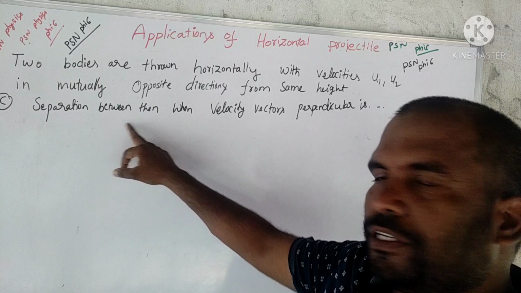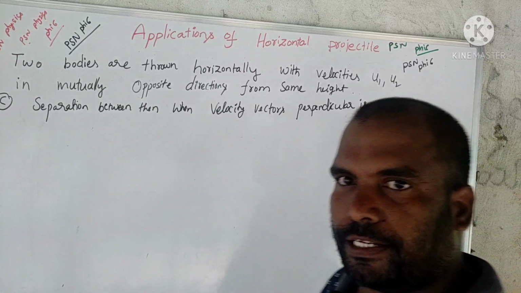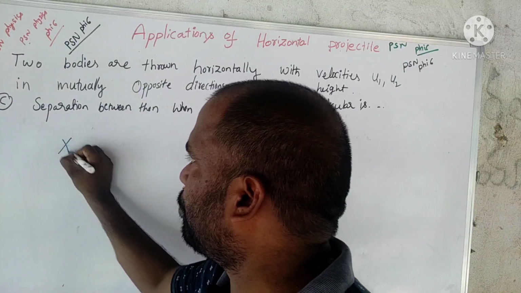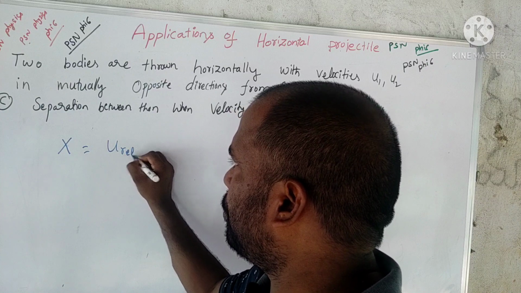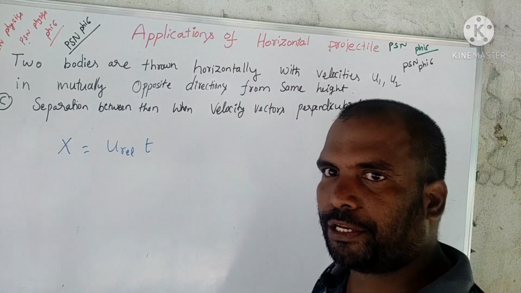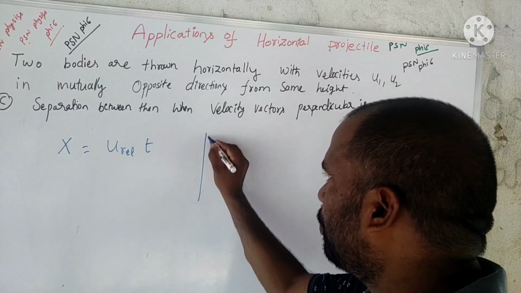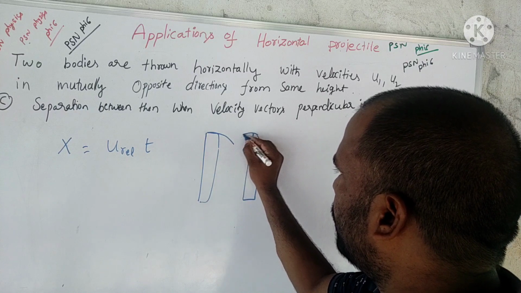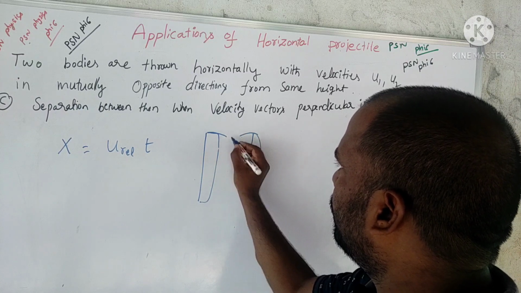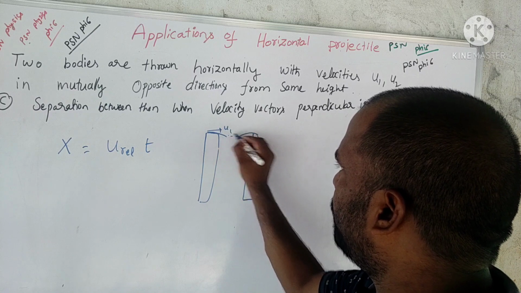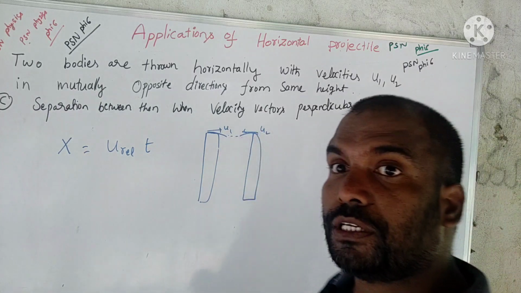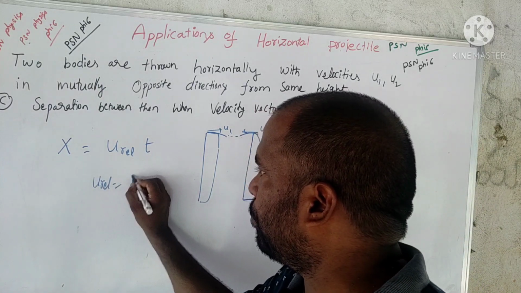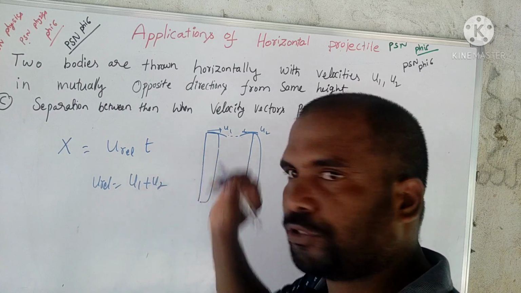Continuation. Separation between them when velocity vectors are perpendicular: separation means the distance they are asking. Distance separation x is equal to u relative into t. How are they projecting? One is in the positive x direction, another is in the negative x direction. Here u1 is the speed, here u2 is the speed. These u1 and u2 are in opposite directions. So u relative is equal to u1 plus u2.